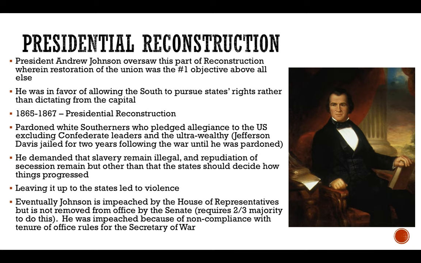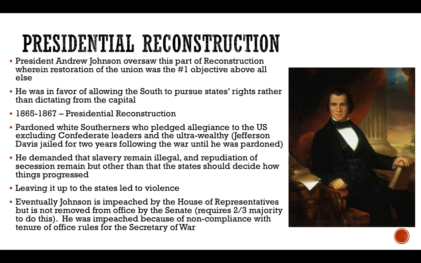And he was in favor of allowing the South to pursue states' rights rather than dictating from the capital. So even though there had just been a war fought over the limitations of states to make up their own mind about particular things, especially slavery, he was hoping that by offering the southern states some rights to define their own state laws, that they would not rebel once again.